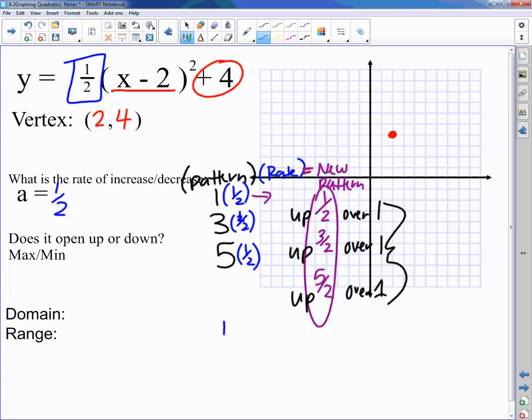So from the vertex, I'm going to go up 1/2 over 1 in both directions and plot a point. Then from those points, I'm going to go up 3/2. So there's 1/2, 2/2, 3/2 over 1. Then from there, I'm going to go up 5/2: 1/2, 2/2, 3/2, 4/2, 5/2 over 1. So there's that side of the parabola. From this next point, I'm just going to complete the left side. So I'm going to go up 3/2 over 1, up 5/2 over 1, and now you can see we have this parabola.